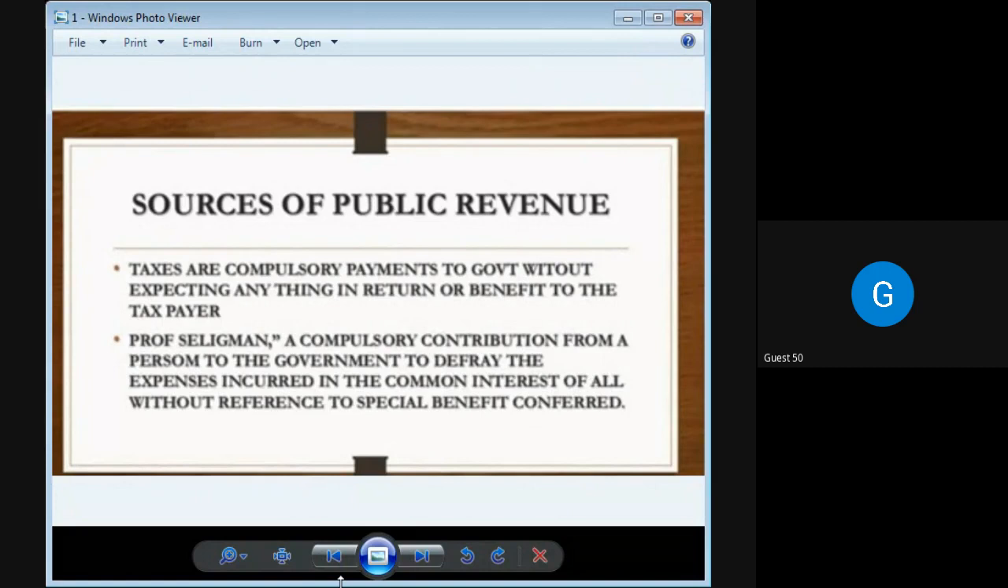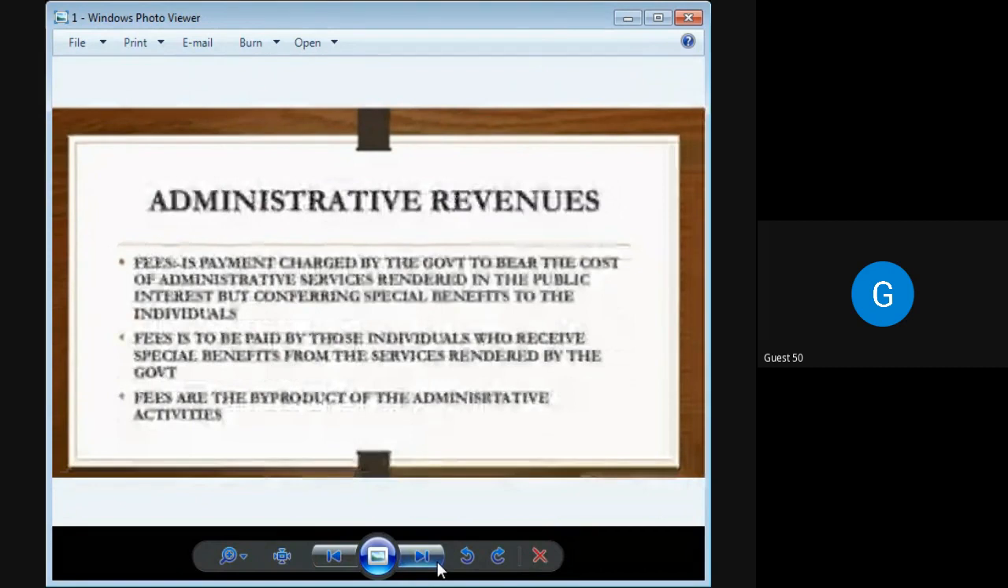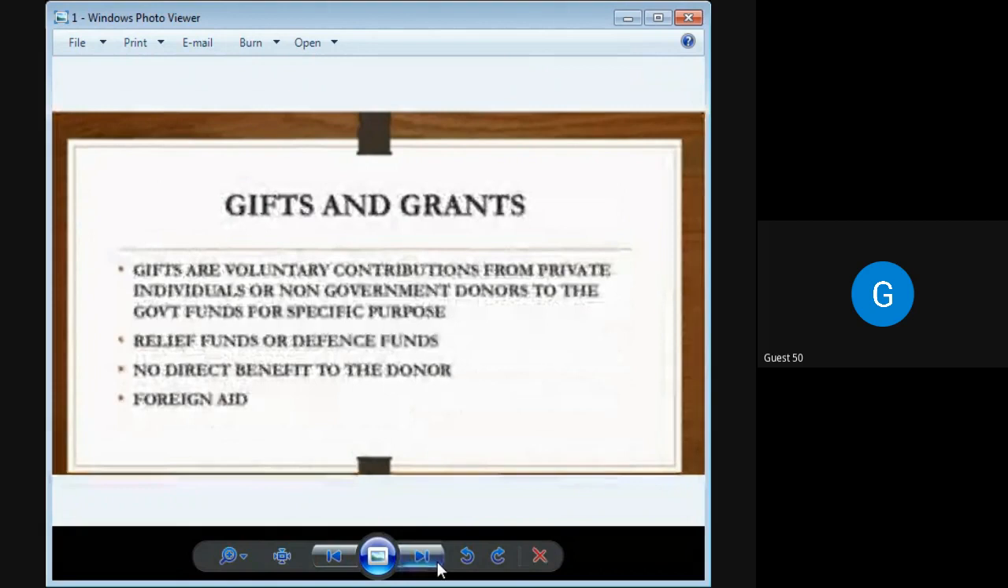So these are the sources of public revenues. First one is tax and second is administrative revenue. There is another type of source of public revenue, that is gifts and grants. Gifts are voluntary contributions from private individuals or non-government donors to the government fund for a specific purpose, right. Suppose someone from a foreign country has given you a gift. On the amount of that gift, the government will take tax from you.